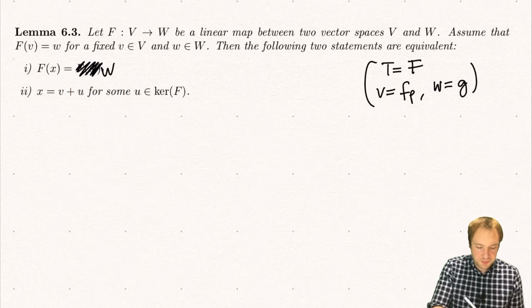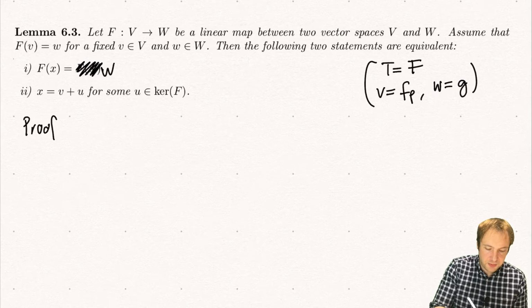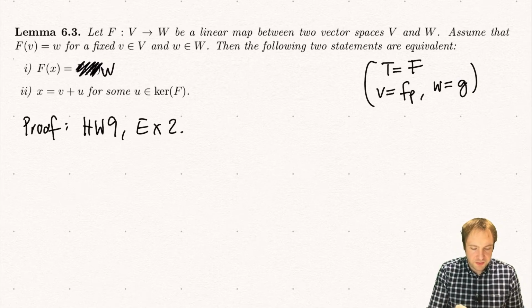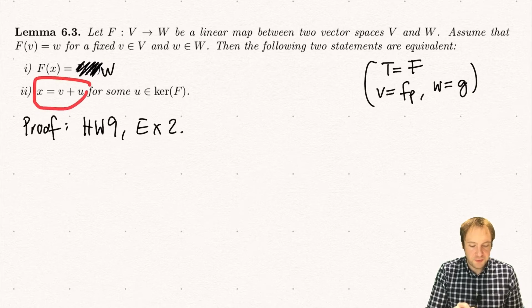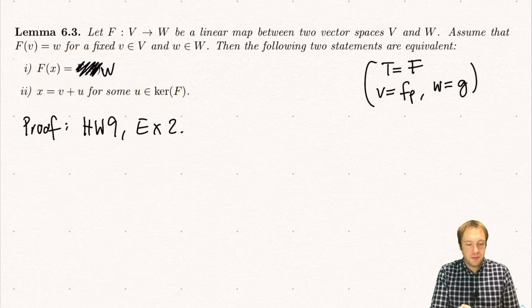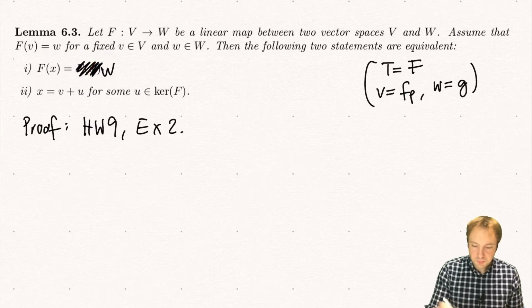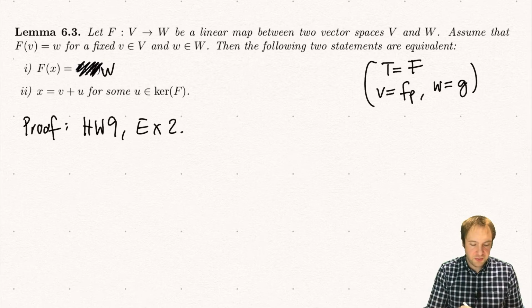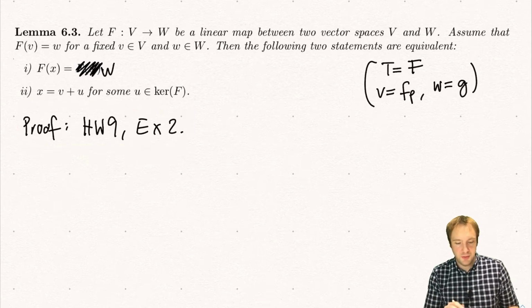So the proof of this is in the homework, exercise number 2. And one direction I already sketched before, namely that if I have one of this solution, so if I can write x as this particular solution plus some element in the kernel, then as f of this x will be this w. Okay, but the other direction is also true, and this you should show in the homework.